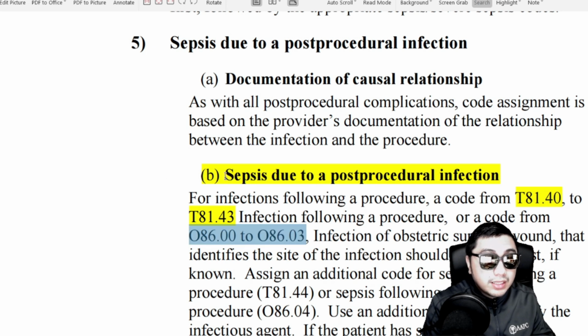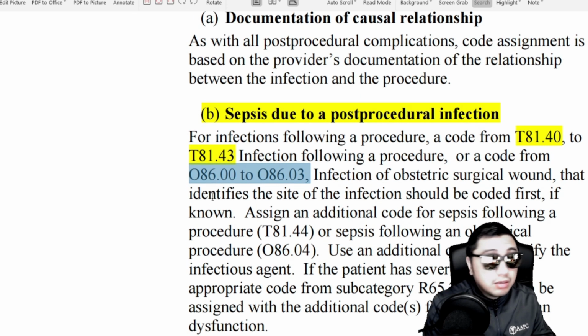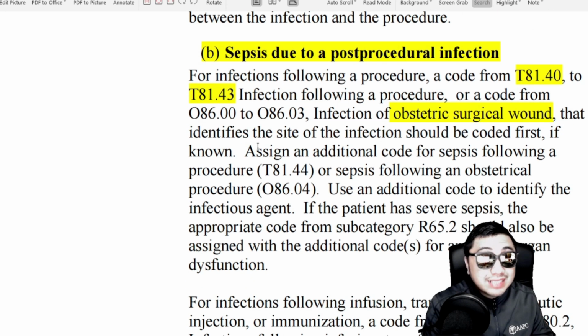So after that, code from O86.00 to O86.03 if it's a pregnant patient, of course, after any obstetric surgical wound or any delivery happened. So you might want to check this one as well. Alright, assign an additional code for T81.44 if there is a sepsis mentioned, or this if it's a pregnant patient. And if the patient has severe sepsis, assign code from category R65.2.